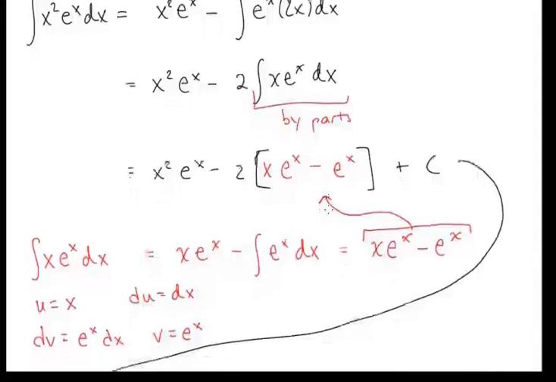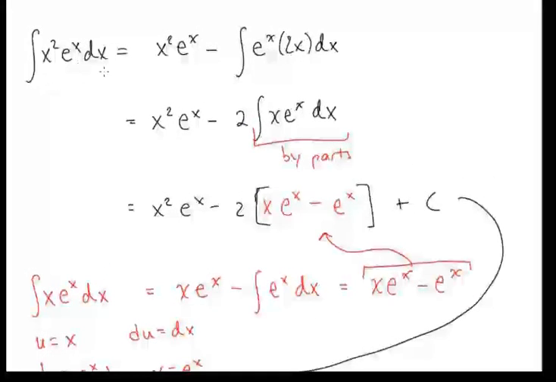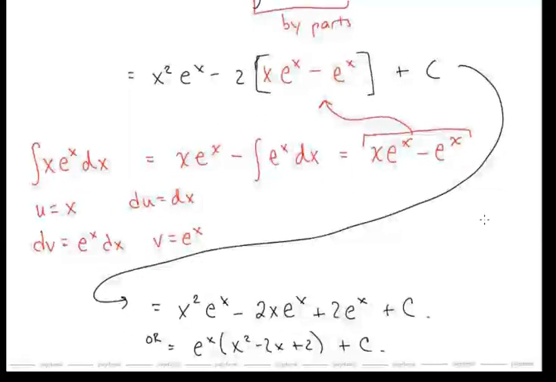So our final solution for the given integral then, I'm just going to go from here to simplify. x squared e to the x minus 2x e to the x plus 2 e to the x plus a constant. Lots of times it's convenient to factor out an exponential if you have it all over the place, so we could factor out our e to the x here. And our solution looks like this.